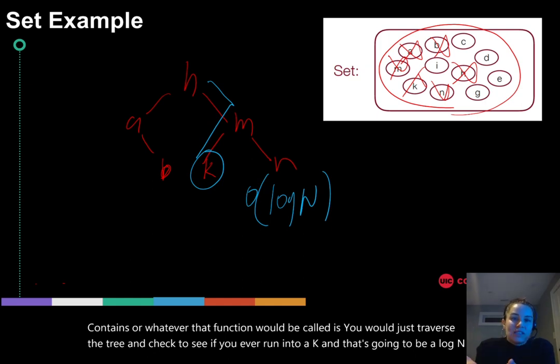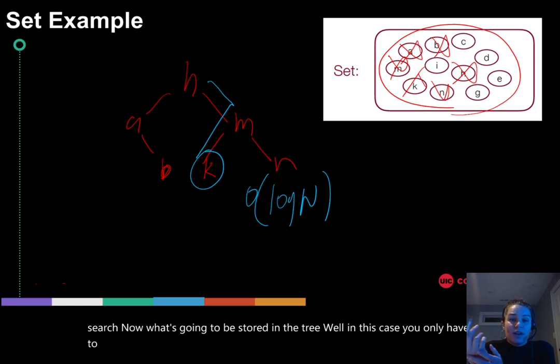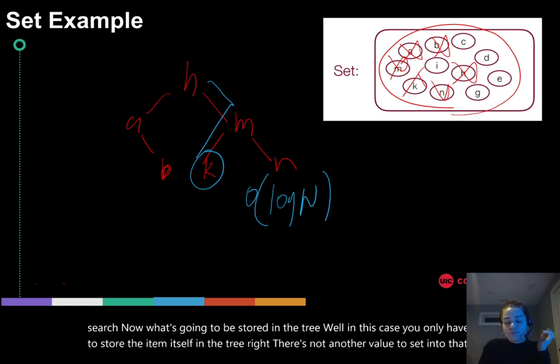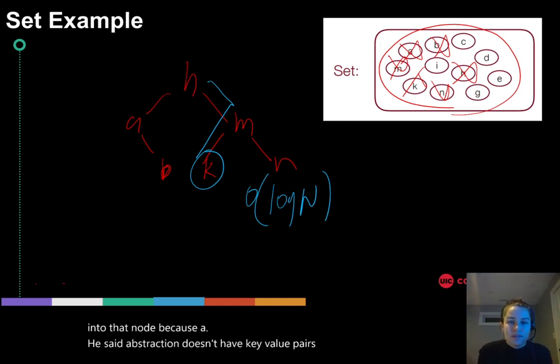Now, what's going to be stored in the tree? Well, in this case, you only have to store the item itself in the tree, right? There's not another value to set into that node because a set abstraction doesn't have key value pairs, it just has a single value. So that's the general idea of a set.